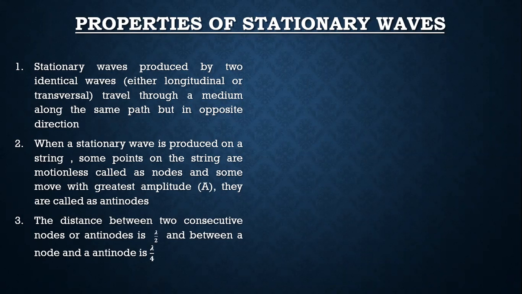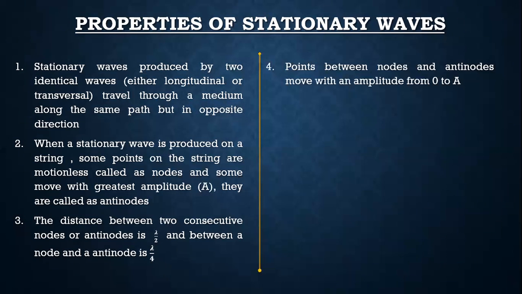Distance between two consecutive nodes or antinodes is lambda by 2, that we already proved in the last article. And between a node and an antinode is lambda by 4. Points between nodes and antinodes move with an amplitude from 0 to a. Between node to antinode, amplitude increases. It starts from 0 and till the antinode it is a.